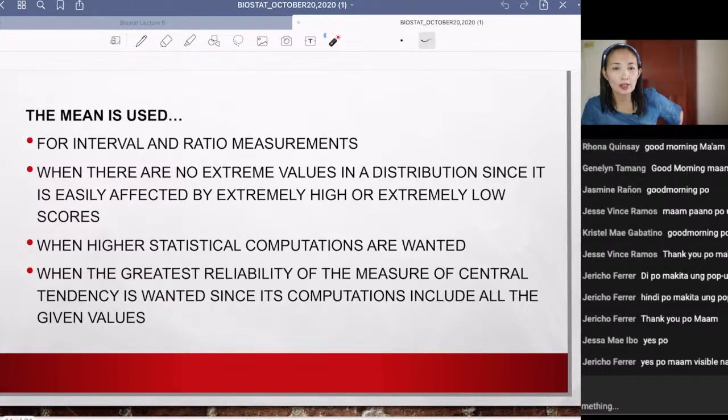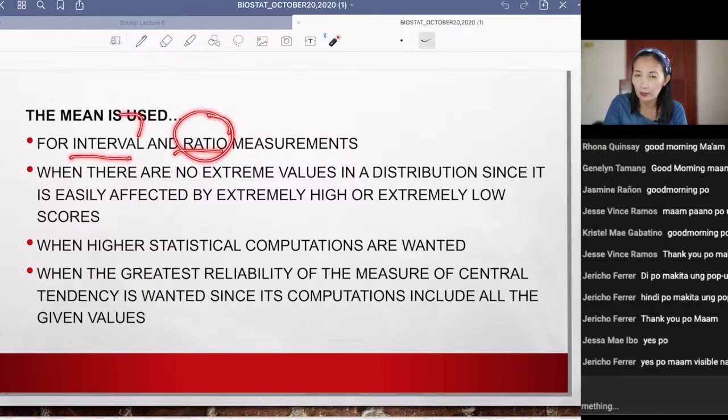What are the uses of the mean? The mean is used particularly when the data is of the interval and ratio type or levels of measurement. Okay, interval and ratio. Those that could be measured, quantified. Ratio with true zero, interval without real zero.